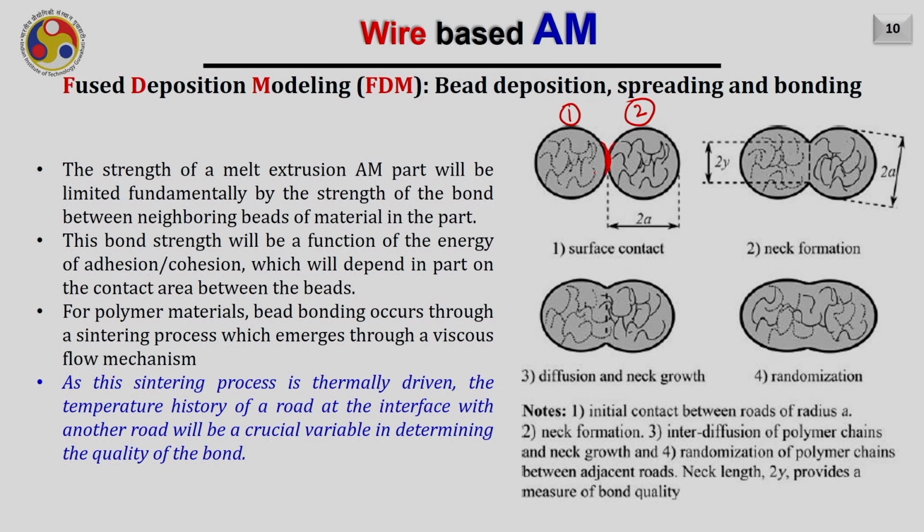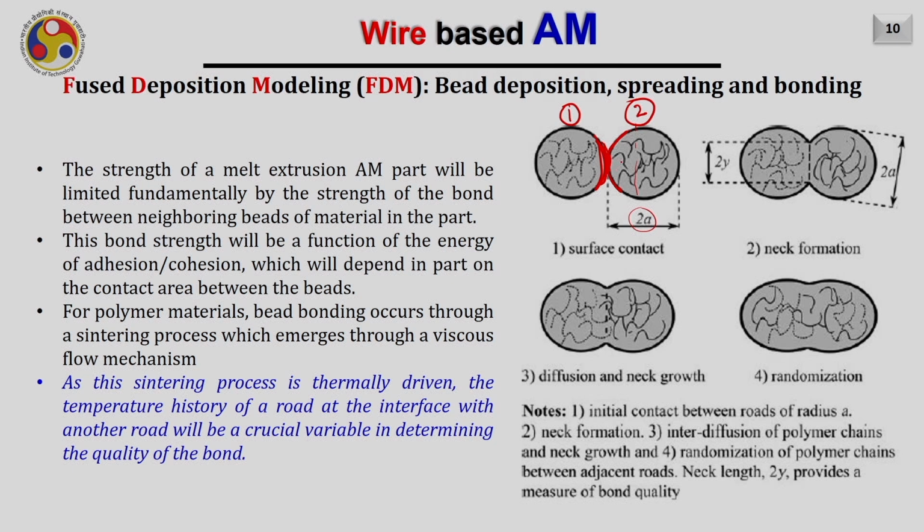So for polymer materials, bead bonding occurs through a sintering process which emerges through a viscous flow mechanism. So what happens, for example, this is the bead deposited. Initially, this is the bead cross section you are depositing for the second bead. So initially, they will be in contact like you are seeing here. There will be only a surface contact. And this surface contact is, for example, of a radius a and the diameter 2a.